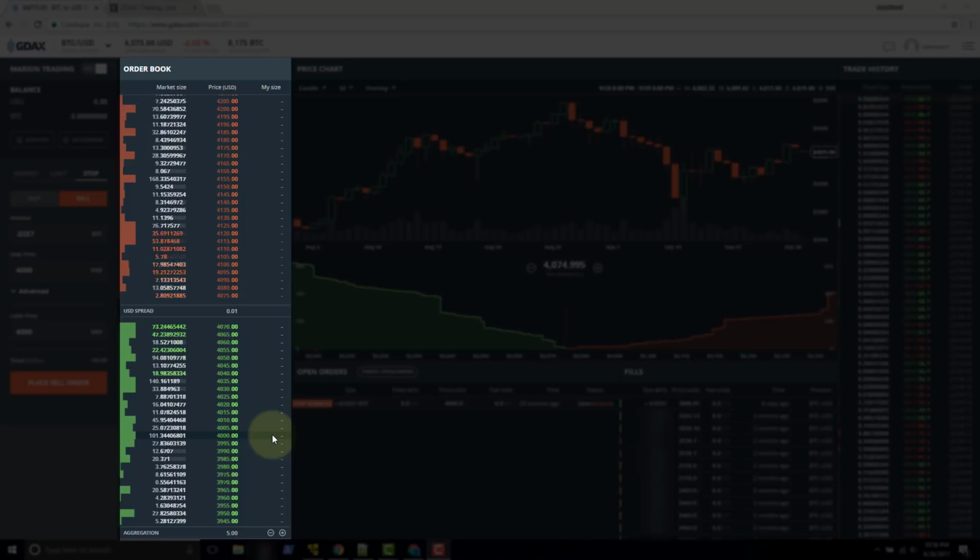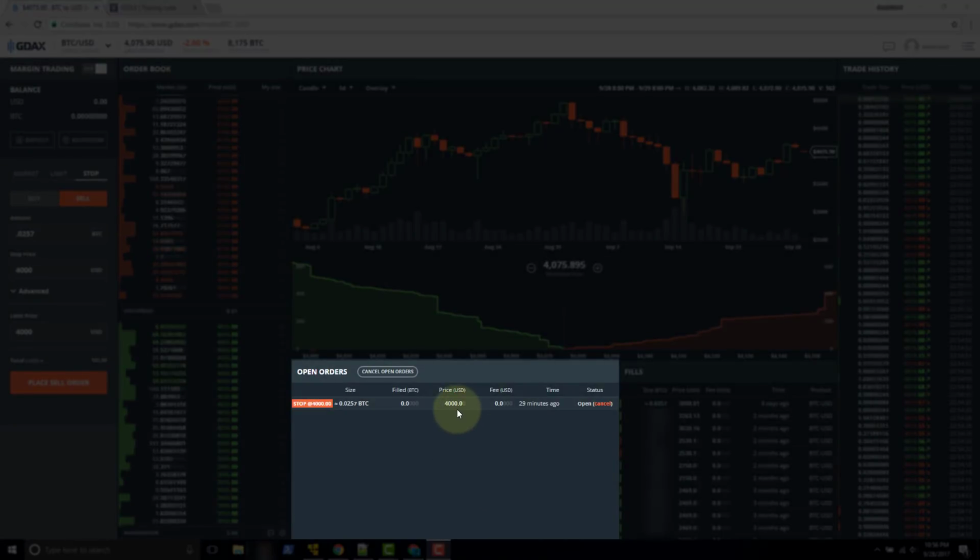The current situation is that we have code on the GDAX backend that is monitoring the price of Bitcoin. That code has the trigger price and it's waiting, monitoring the price. When it sees the condition is true, it's going to issue a limit order on our behalf. The limit order is going to have a limit price of 4,000.